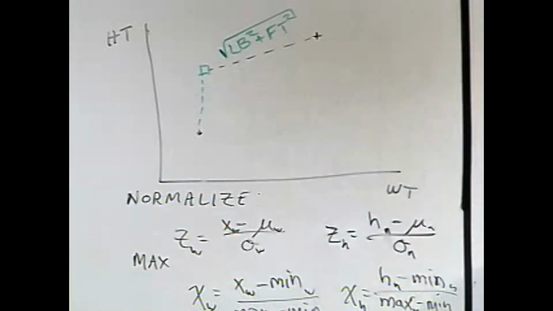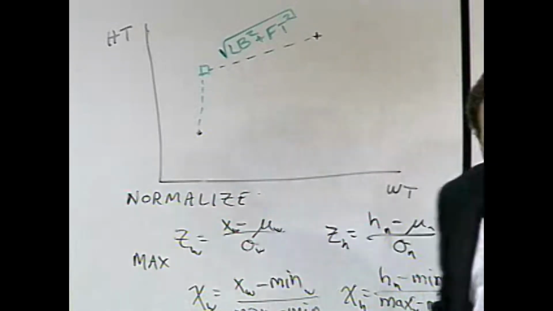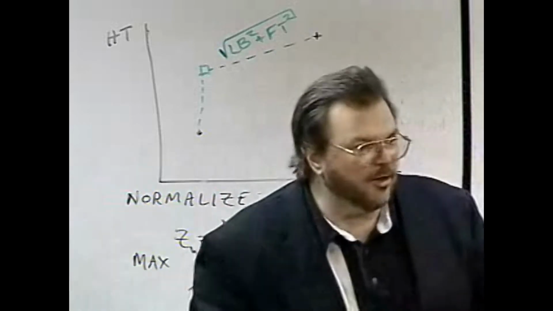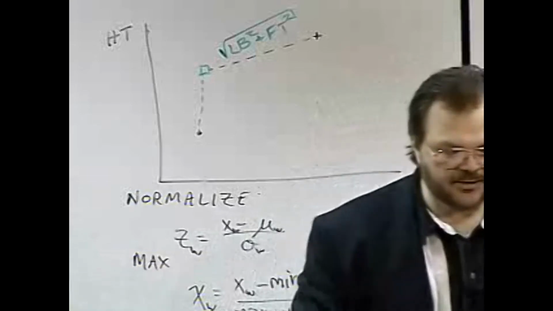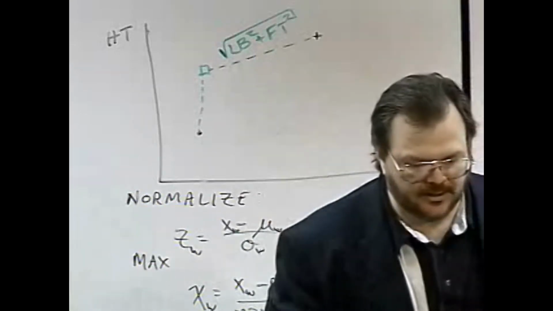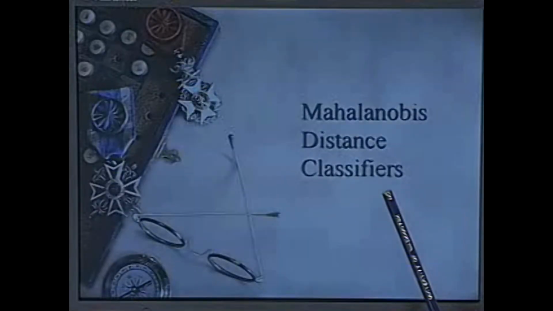Now, when we take the regular distance between 2 points in a plane, that of course is referred to as a Euclidean distance. The Mahalanobis distance is similar in concept, as we'll see. So let's take a look at the Mahalanobis distance classifiers, which we have here on the overhead. I want to show you my pretty slide. Isn't that nice?